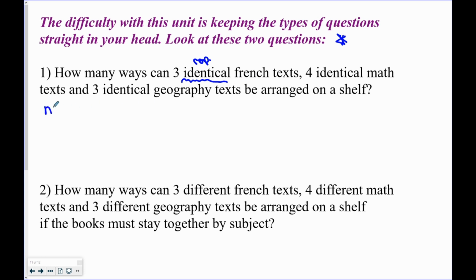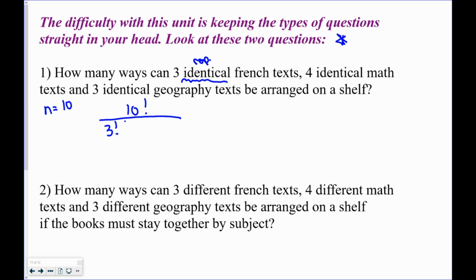So in total, how many textbooks do we have? We have 3 plus 4 plus 3, so we have 10 textbooks. So there's 10 factorial ways to arrange 10 textbooks in a row. But because some of them are repetitious or identical, we need to divide by the number of repetitions factorial. We learned that back, I think it was in 8.1, so you might want to go review that if that's not making sense to you. So for the French texts, we need to divide by 3 factorial to get rid of all the repetitions.